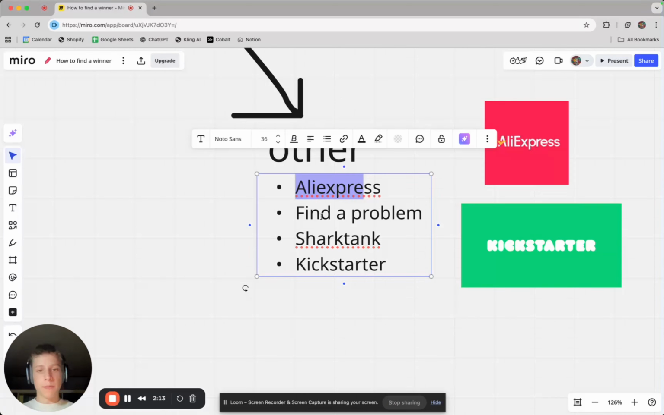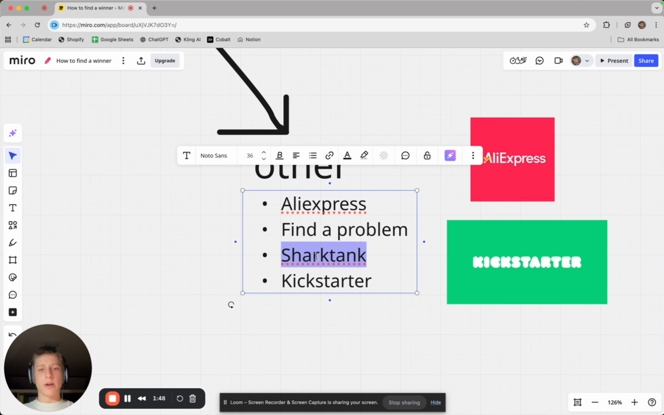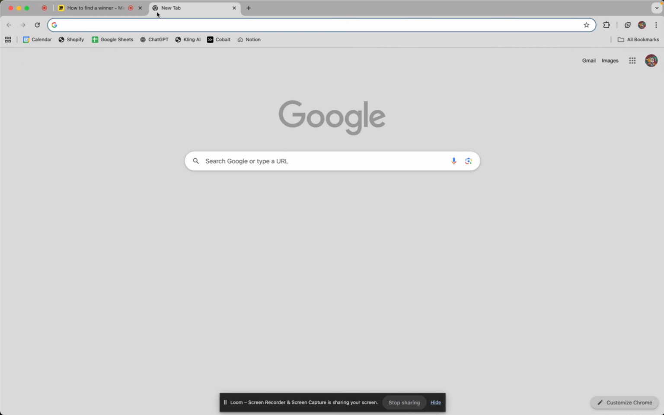Then the second way is by finding a problem. So this would work if you find a niche that you want to go into, and then you find a problem in that niche, and then you find a product to fix that problem. Then another way is by watching Shark Tank. There's a lot of great brands on Shark Tank that you could probably imitate and just make a similar product, or Kickstarter as well. An example of this, I'm gonna show you right now, is Mellow Clip.